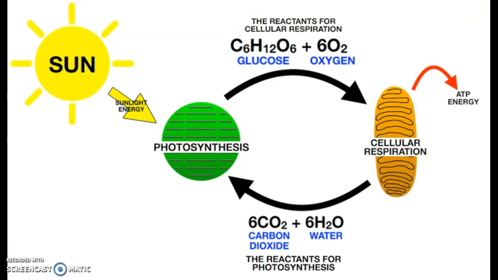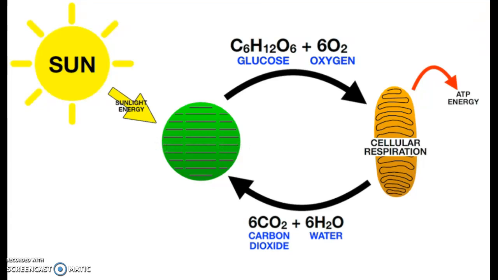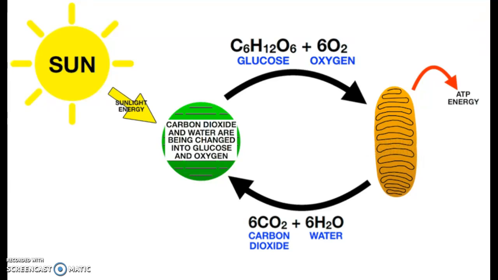On the top is the reactant for cellular respiration, and on the bottom is the reactant for photosynthesis. In the chloroplast, carbon dioxide and water are being changed into glucose and oxygen. And then in the mitochondrion, where cellular respiration is, glucose and oxygen are being changed into carbon dioxide and water.